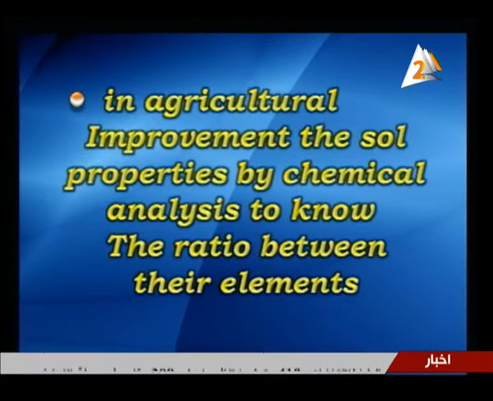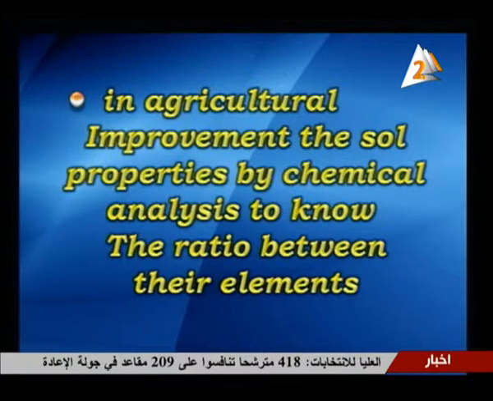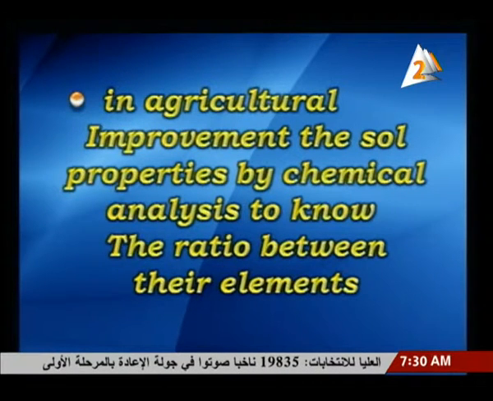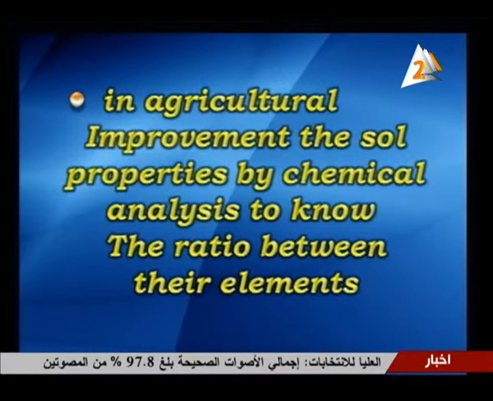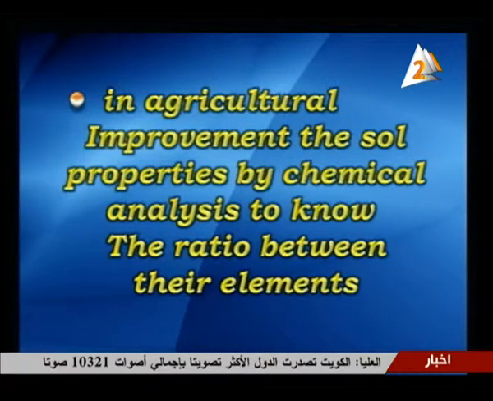Number 2, we have the agricultural field. What's meant by agricultural field? We have the uses of plants and improvement of soil properties by chemical analysis to know what? To know the ratio between their elements. We have some salts, some fertilizers found in the soil, so we can use the chemical analysis to make this reaction, to know this information. Good. The chemical analysis is very important.